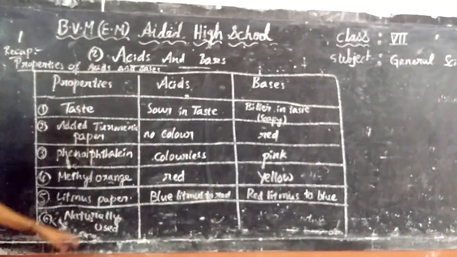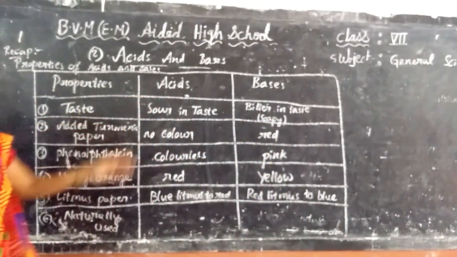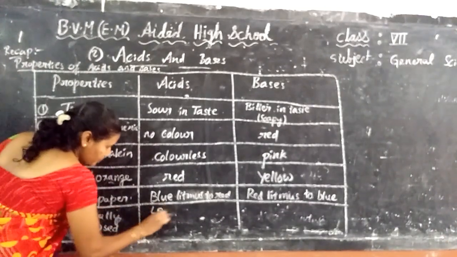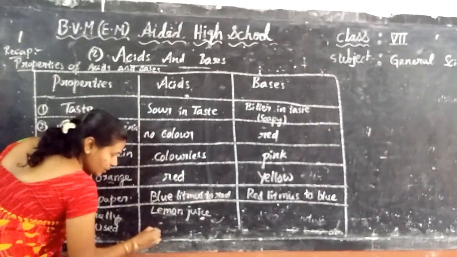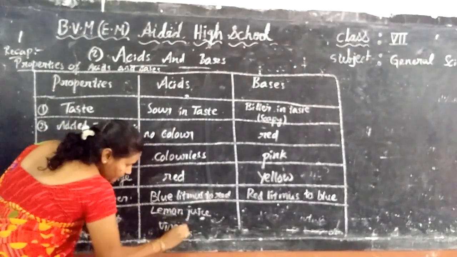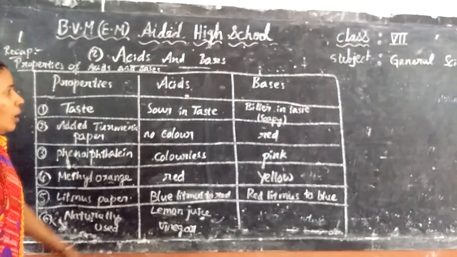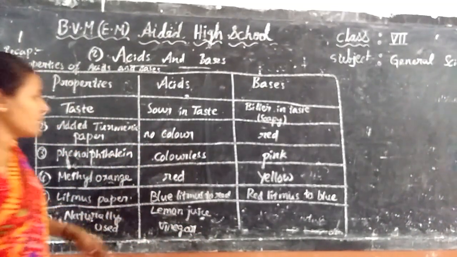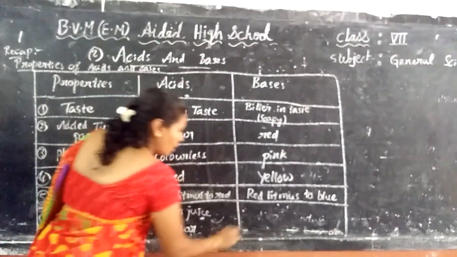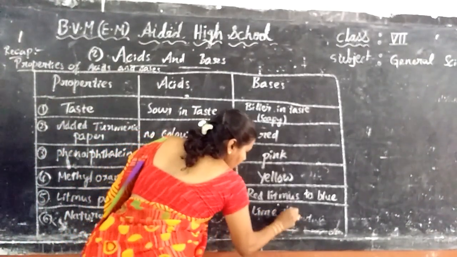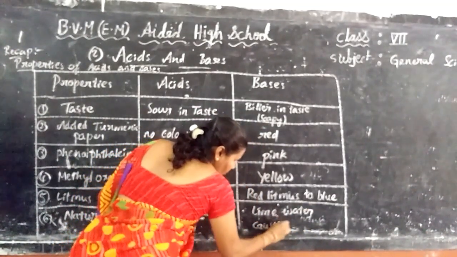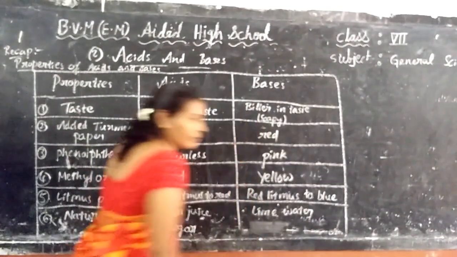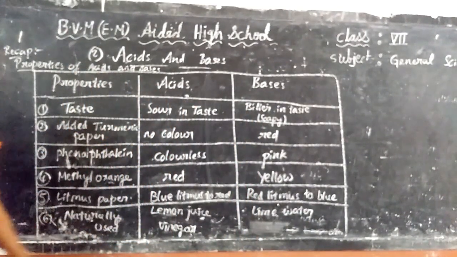Next, natural acids. What are we using? Lemon juice, vinegar. So many examples are there. Generally we use lemon juice and vinegar. And naturally we use bases like lime water, caustic soda. Those types of solutions we use. So these are the properties of acids and bases.